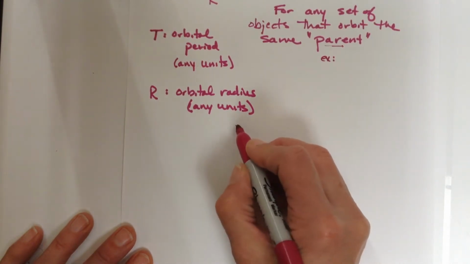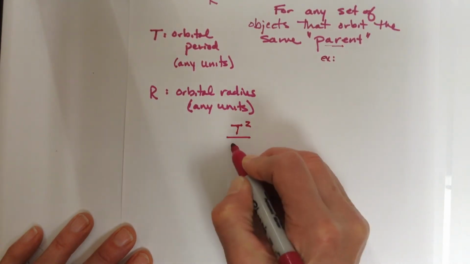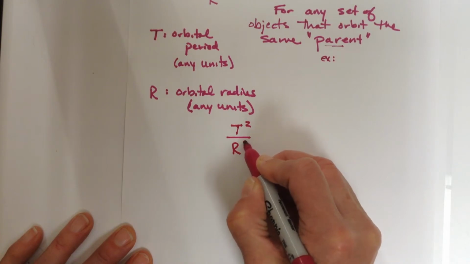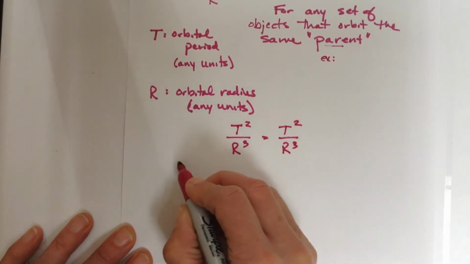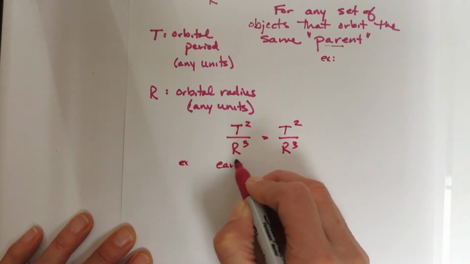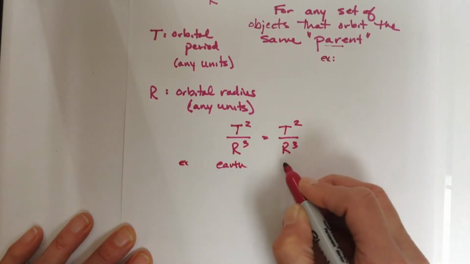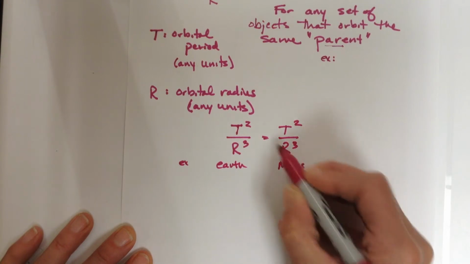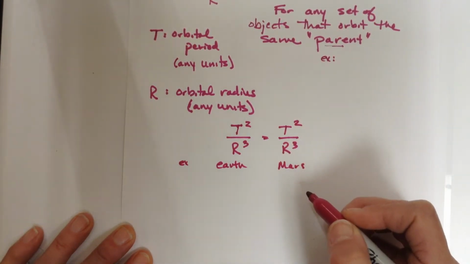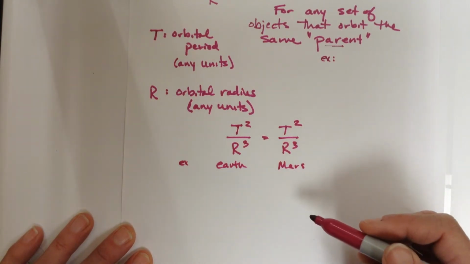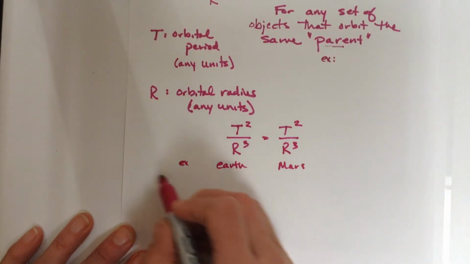So if I were to set up a ratio here, T squared over r cubed, you could set that equal to T squared over r cubed for any other planet. So for example, this could be the Earth, and this could be, say, Mars. And that ratio, T squared to r cubed, would be the same for both of these because they both orbit the sun. So that's the application of Kepler's third law. So that's kind of that idea.